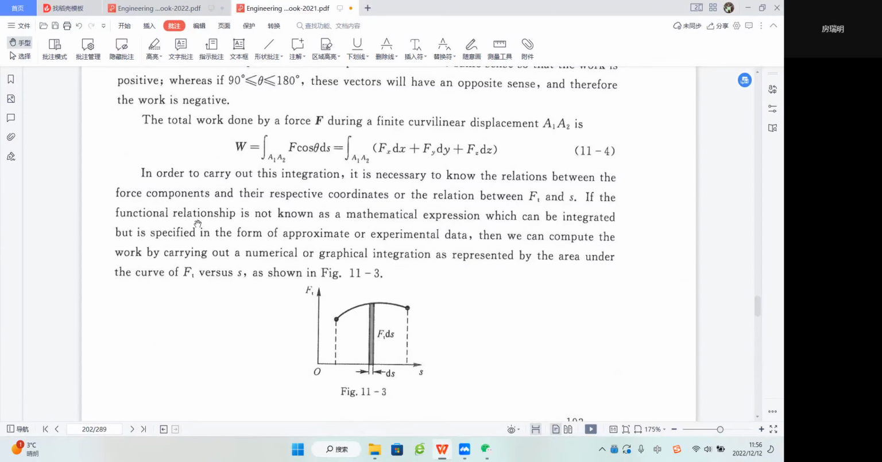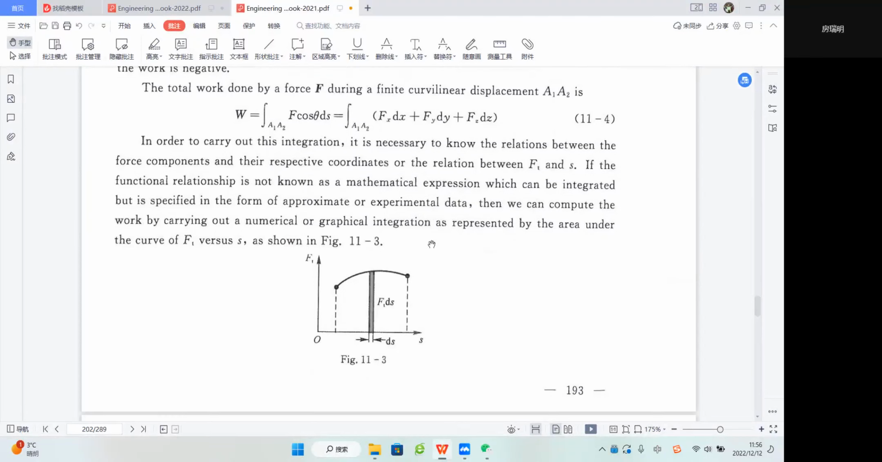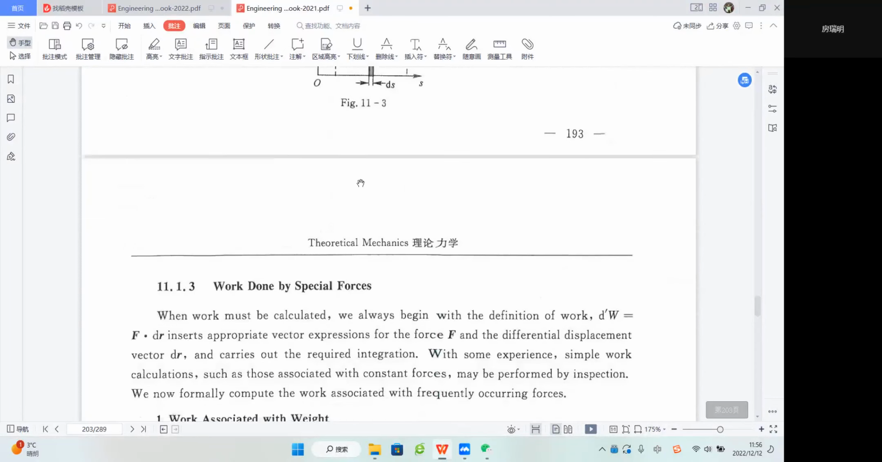If the functional relationship is not known as a mathematical expression which can be integrated, but is specified in the form of approximate or experimental data, right? So if we have a relationship, we can just use the mathematical method to find the result. If not, we just depend on experimental data, right? After I introduce this expression to you, we'll talk about different kinds of forces and their work, right?